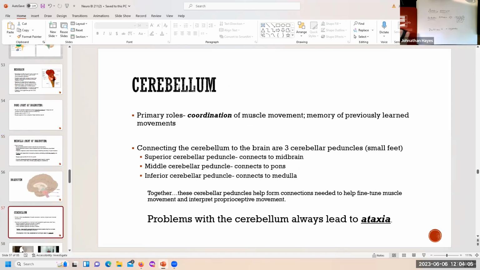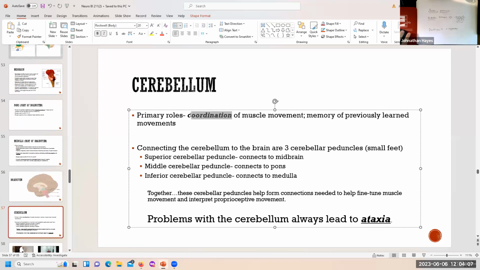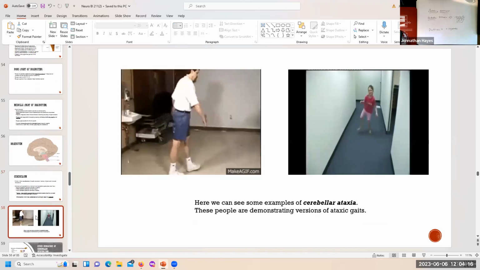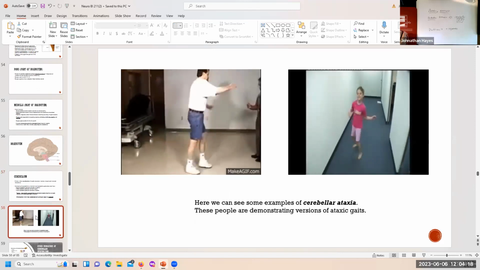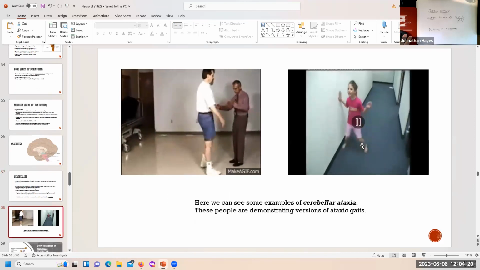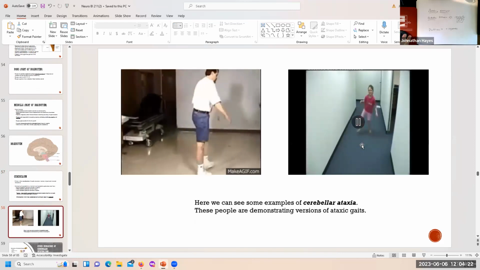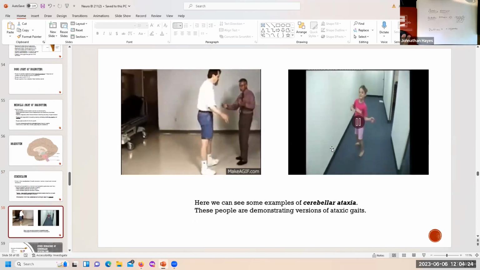Let's see. Cerebellum, coordination of movements. So if a patient has problems with the cerebellum, they're going to tend to look very uncoordinated. So the gait's going to be all messed up. They'll be falling all over the place. Sometimes they'll compensate for it. So this person is kind of showing it. See how they're veering off to one side, kind of wobbly?